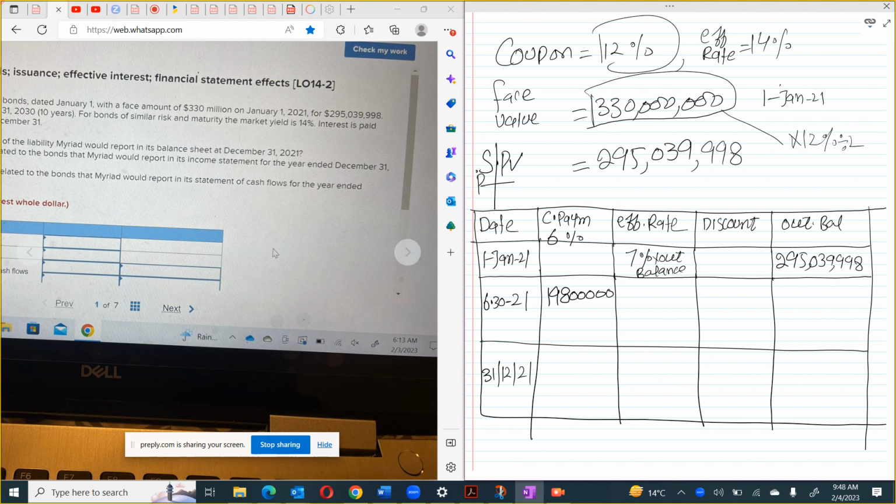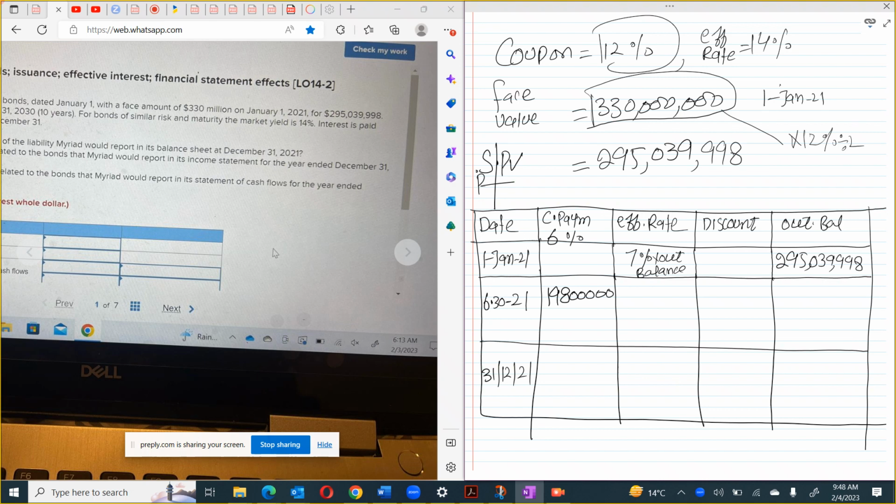Hold on. But there are two for the third part. There are two sections that I have to write for the cash flows. Yeah, I will tell you how to write it. This is the interest expense and this is the financing activity. This is the operating activity. This one. I told you.